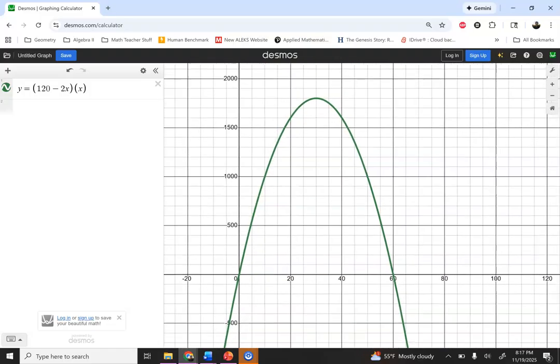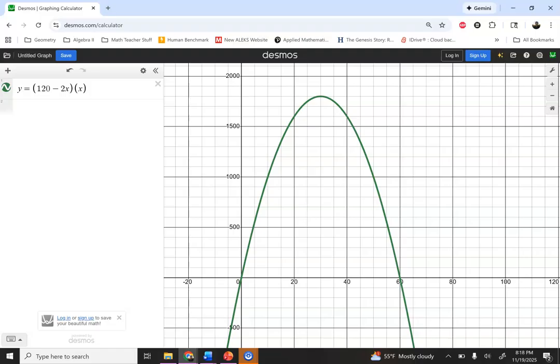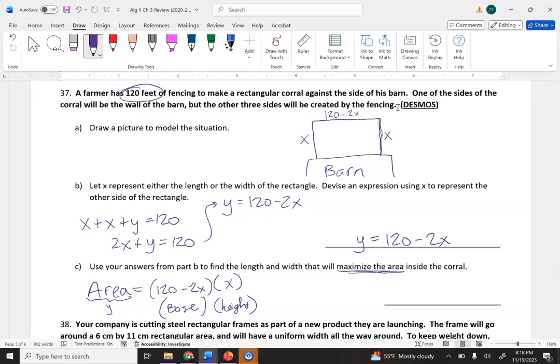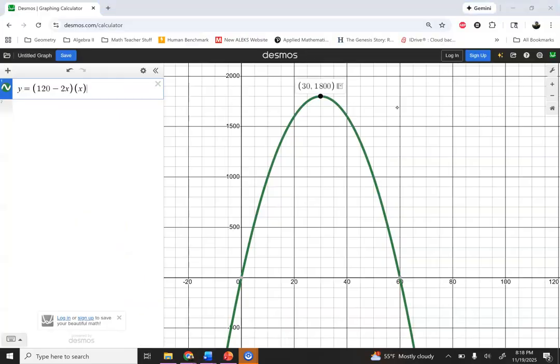If we zoom this to the right place, we can see this creates a really nice parabola, and this parabola has a maximum on it. If we click there, what this maximum tells us is that an x value of 30 would create a y value of 1,800. Now in our equation, the x value represents this side length of the barn, and the y value represents the area. So by finding this vertex, it's basically saying, if you choose an x value of 30, it will give you the largest possible area, and that area will be 1,800 square feet.